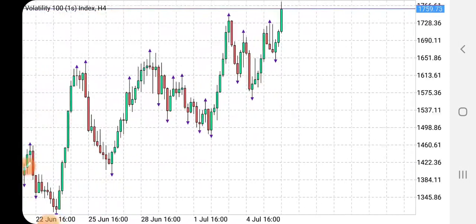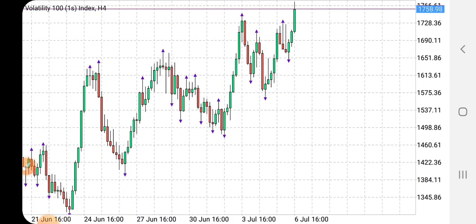Now I'm going to be doing two things here. First, how to do this on a trending market, and equally how to do this on a ranging market. So when the price is trending, you are basically going to be taking advantage of the trend. When the price is ranging, you also have to know how to take advantage of a ranging market.